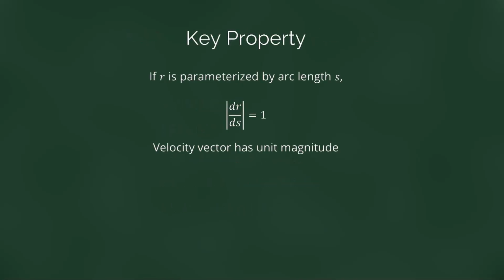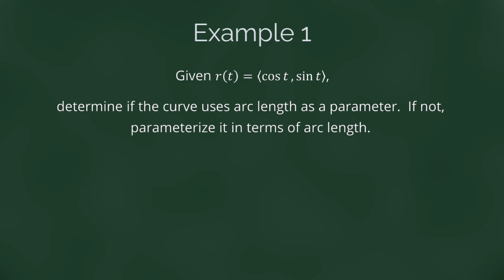We'll know we've done this process correctly when we examine the new parameterization and look at the derivative of r with respect to s. When we do that, the magnitude of that quantity should always be equal to 1. In other words, when r is written as a function of its arc length, its velocity vector is a unit vector with magnitude 1. Let's take a look at an example.